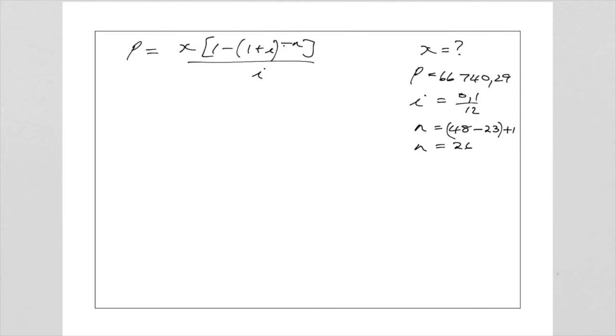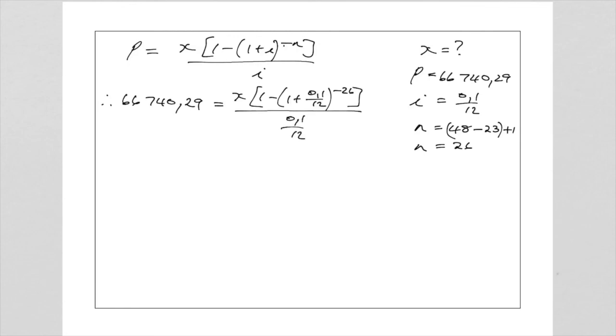66,740. So an easy way to work it out is to take the last month, 48, minus the month where you start your payments, you subtract and you plus 1. So let's now substitute. So I say 66,740.29. X is what we are looking for. 1 minus 1 plus i, 0.1 over 12, and then my n, remember the negative, over i, 0.1 over 12.